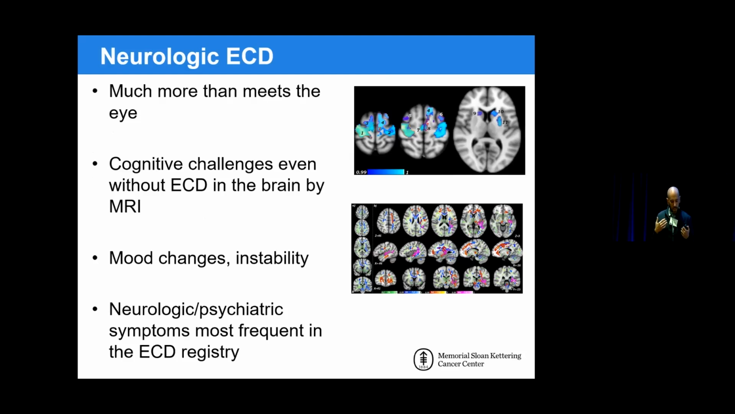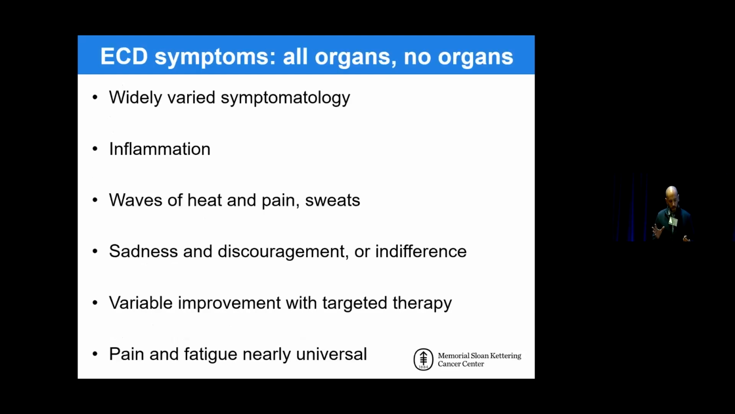And in my registry study, where patients report their own symptoms, neurologic and psychiatric symptoms are the most common by far. So, to take a step back from organs, I just wanted to talk about symptoms generally. My experience from our work is that the symptomatology that you all have is very, very varied. A lot of it invokes the idea of inflammation that has been mentioned previously. People can have waves of heat and pain, and that's one of those if-you-know type phenomena.